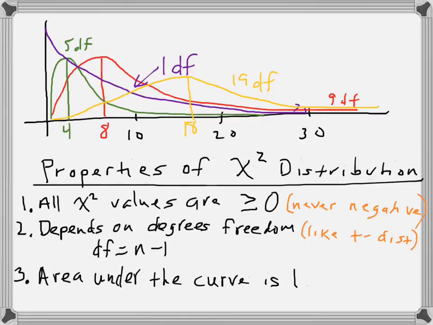Next property, and this is true of the z and t, and in fact any density curve, we already learned this one: the area under the curve is 1. Got to switch slides, so hopefully you got everything you need, or if you're at home, you could just pause the video right here.